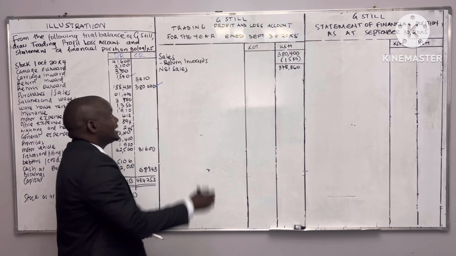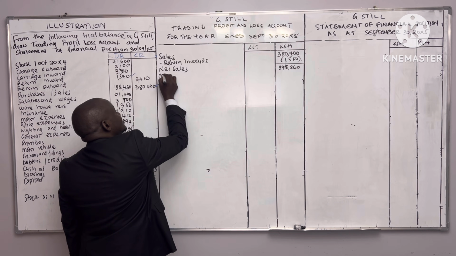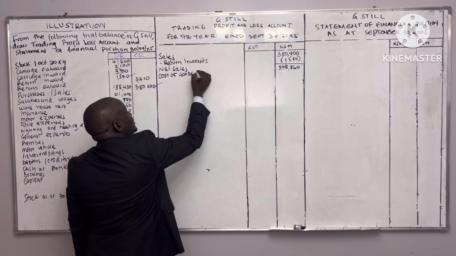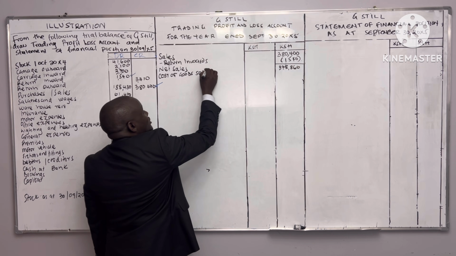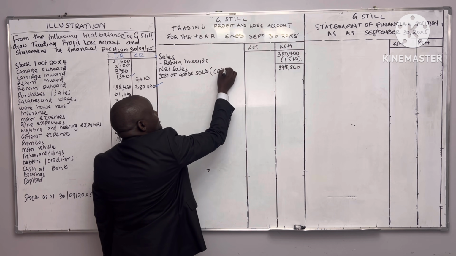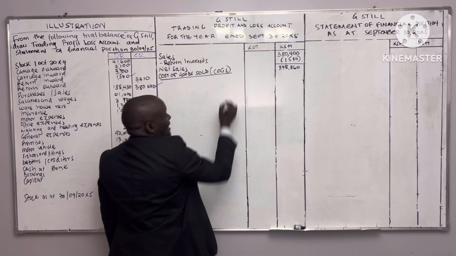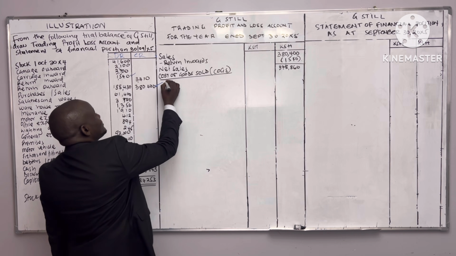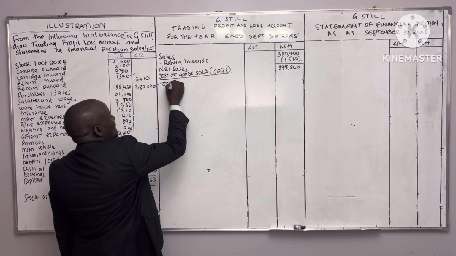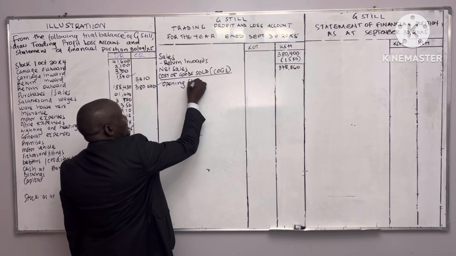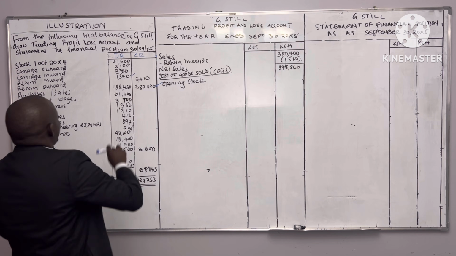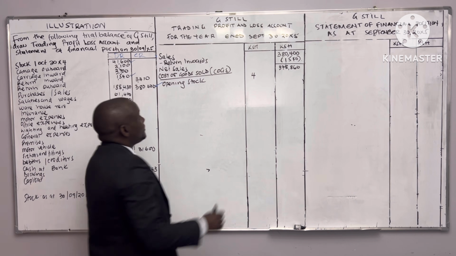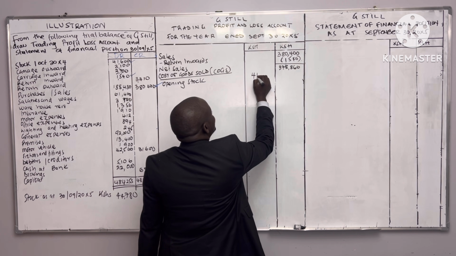So from here, I less cost of goods sold. Cost of goods sold is called COGS. So I want to calculate the cost of goods sold. I start with opening stock. Opening stock is given here. Opening stock is 41,600.